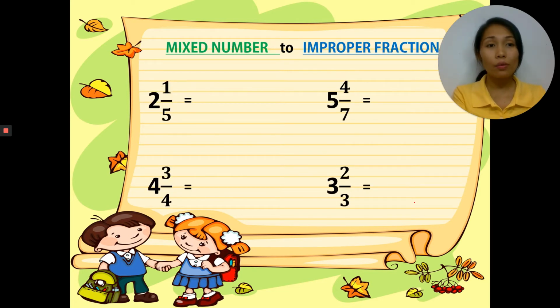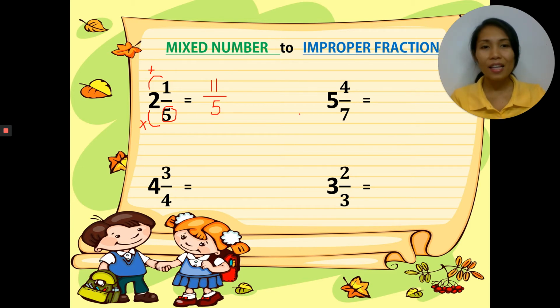Now let's try the other way around, from mixed number to improper. Okay, how are you going to do that? You multiply the denominator to the whole number. After you multiply, you add your answer, your product, with the numerator. Okay, so let's try. 5 times 2 equals 10. 10 plus 1 equals 11. 11 as the numerator, and you copy the denominator 5. That's 11 fifths. All right. So that's the improper fraction now. You see, 11 is greater than 5.